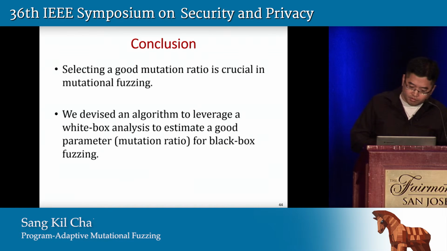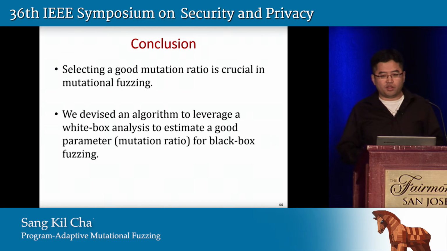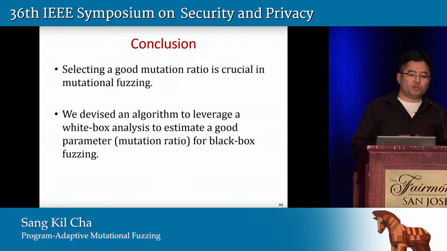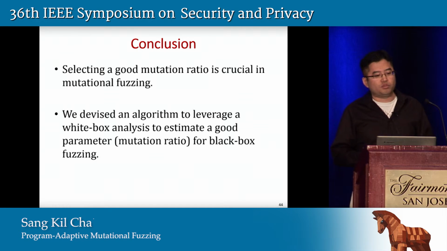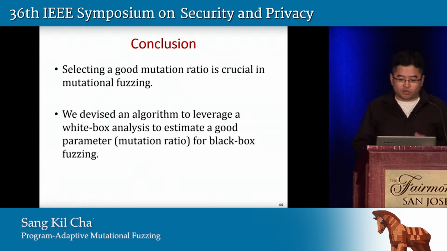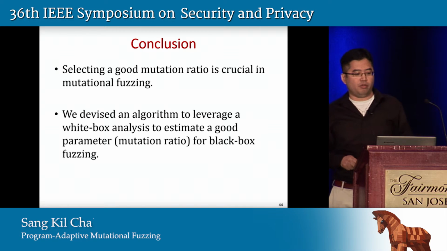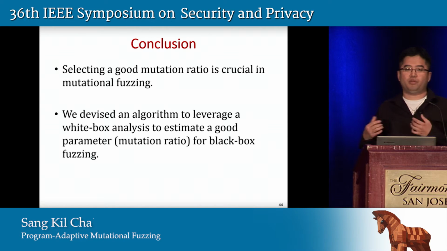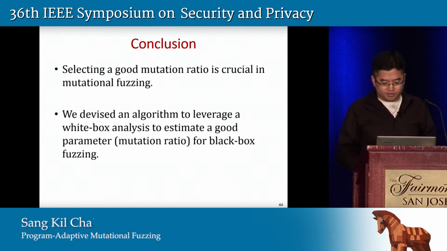In conclusion, we showed that selecting a good mutation ratio is crucial in mutational fuzzing. And as a result, we devised an algorithm to leverage a white box analysis to estimate a good parameter, which is mutation ratio for black box mutational fuzzing.